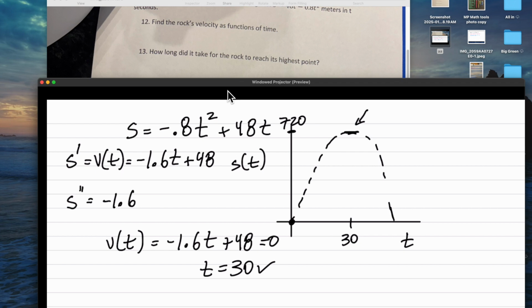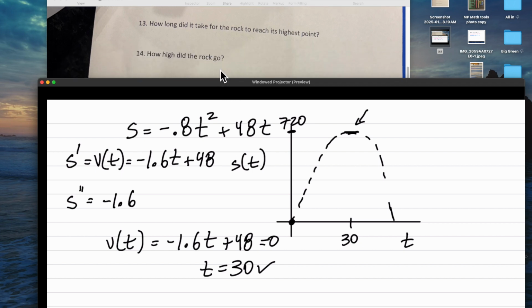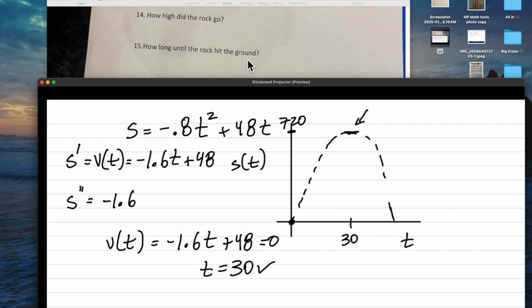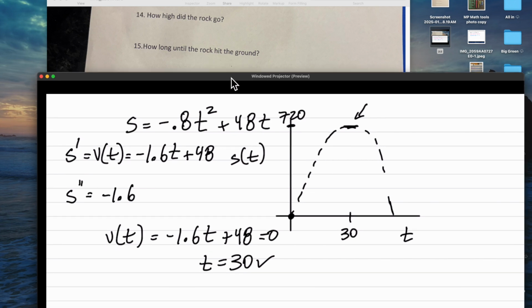Okay, next they ask, how high did the rock go? Well, we just do f of 30. We already did that at the very beginning. We got 720. How long until the rock hits the ground? Okay, two ways to do that. Non-calculus would be recognize that x equals 30 is also the axis of symmetry. Therefore, if this is 30, this will be 30. So it will hit the ground at t equals 60.